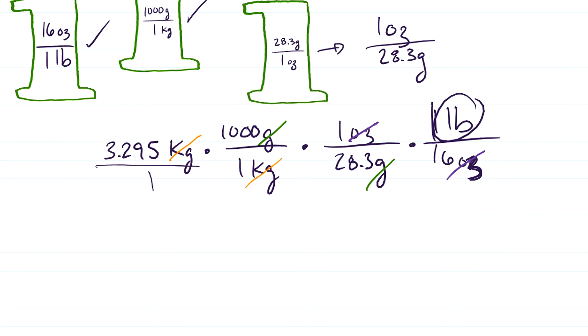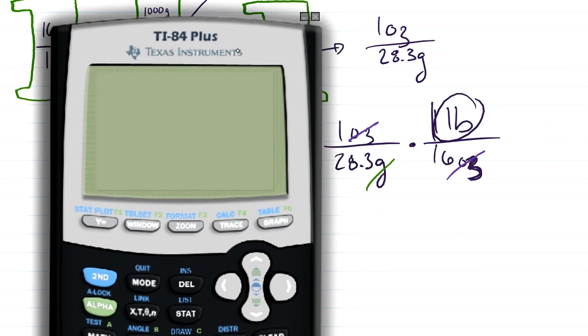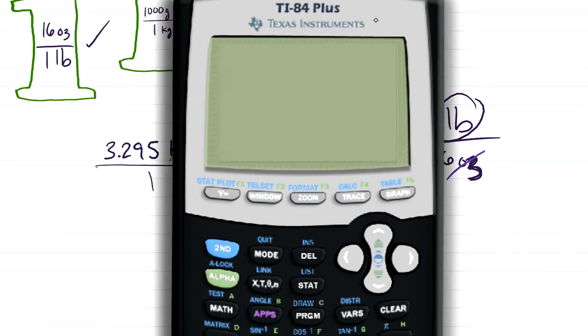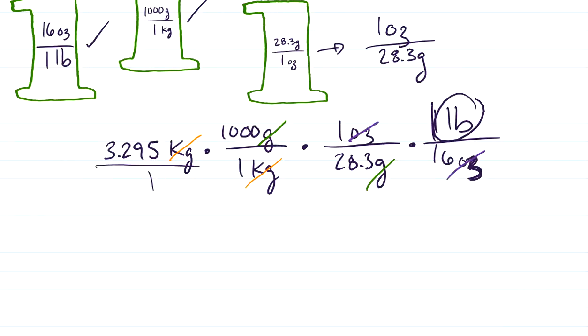Okay, so I've got the calculator here, and it's huge on this screen right now, so it's going to cover it all up. So I'm just going to leave it off the screen. I'm going to use it, but I'm going to start with the 3.295, and I'm going to multiply that by 1,000, and then I'm going to divide by 28.3, and then finally I'm going to divide that number by 16 ounces.